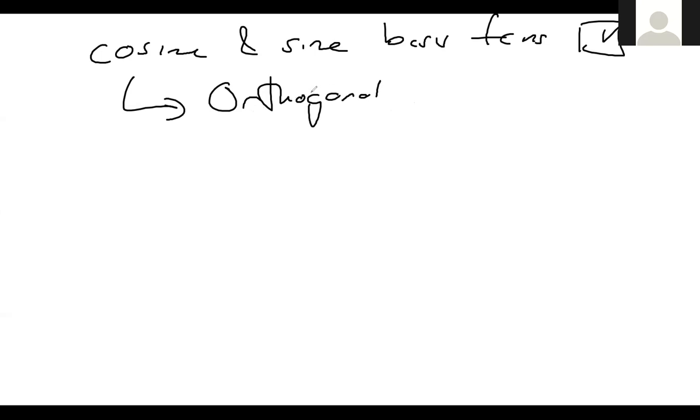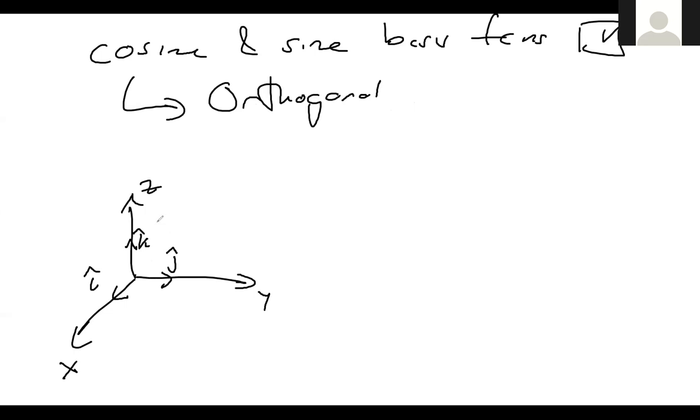Basis functions are cool, but remember, from pre-calculus, we've probably all seen this, right? We have the x axis, y axis, z axis, and then we say, okay, why don't we represent everything in x, y, z? Not only do we want to represent something in terms of I, J, and K, I mean X, Y, and Z, so three dimensions, this is three-dimensional space, but we want it also to be represented like these little fellas here.